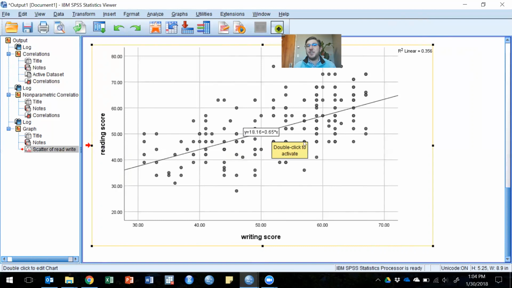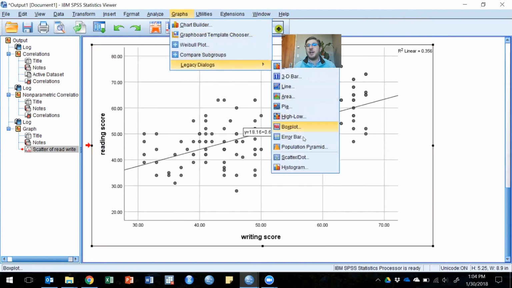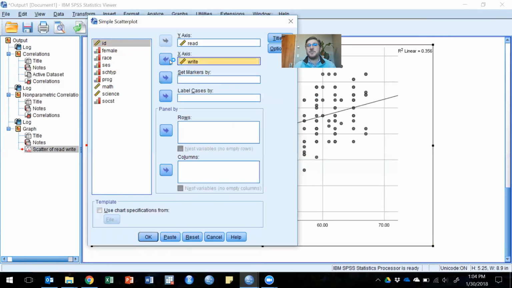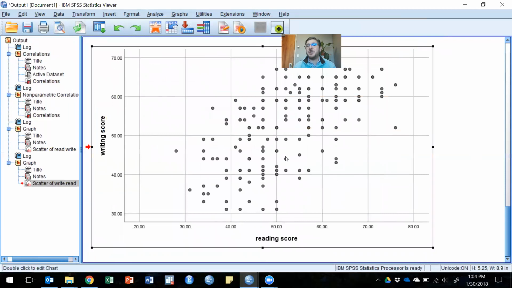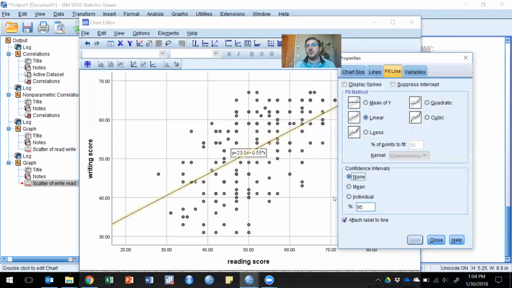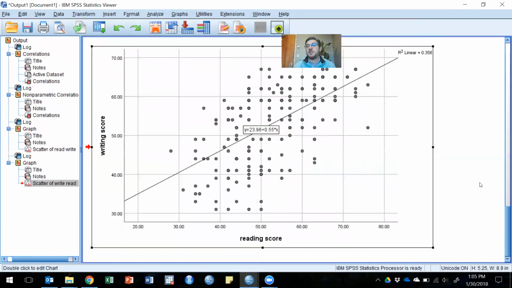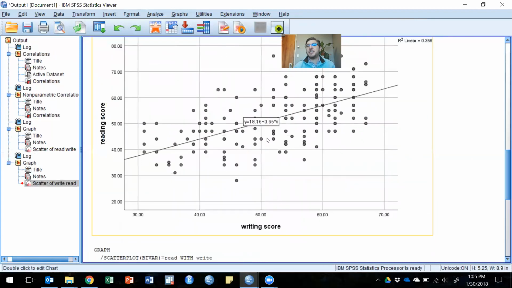I believe in the last example, I think I did it the other way. So if we graphed them the opposite way, say we wanted to predict writing scores from reading scores, we put write on the y-axis, reading on the x-axis. Still see a positive relationship, but notice that the regression equation is different. Notice the scatter plot looks slightly different.